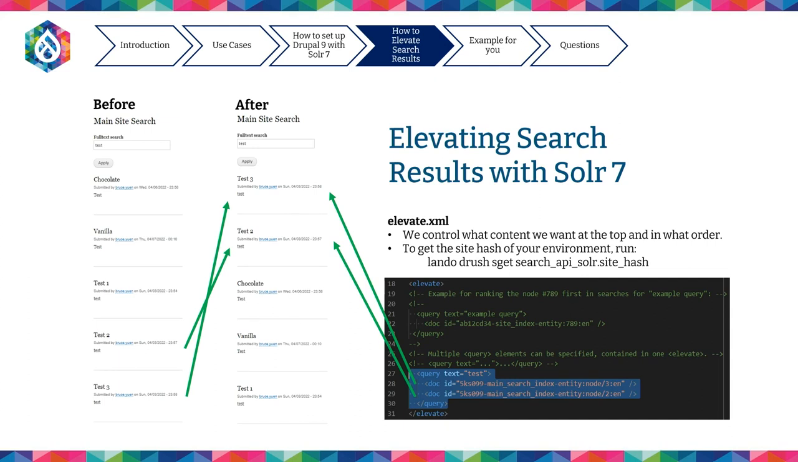However, you can add two more. You can add the same two doc IDs below there and change it to Korean at the very end. Instead of colon EN, you put colon KO, and then when you search with the slash KO path alias, it'll only elevate those two.